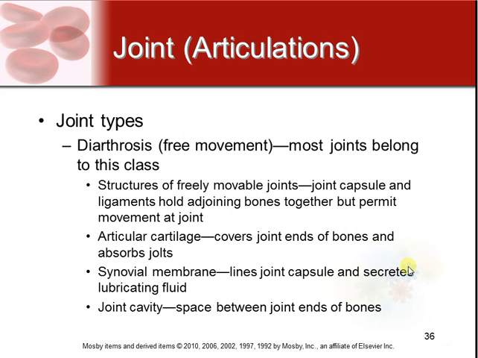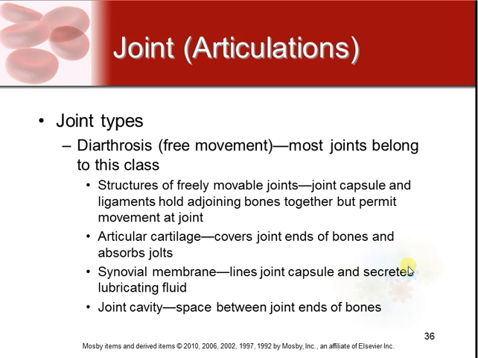So for some other types, you can have a diarthrosis, which is when there's free movement. Most joints really belong in this class, and the joints are very freely mobile. There's a joint capsule, which is where there are some ligaments that hold the two adjoining bones together, and they permit movement of the bones because ligaments are fibrous, but they're fairly flexible and mobile.